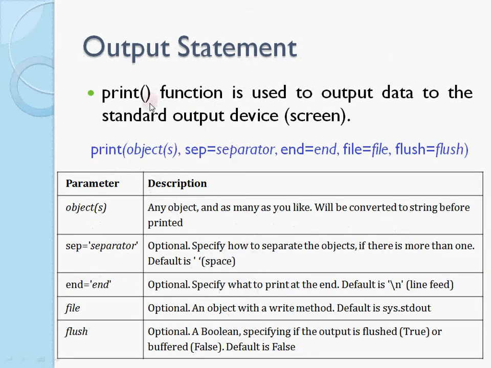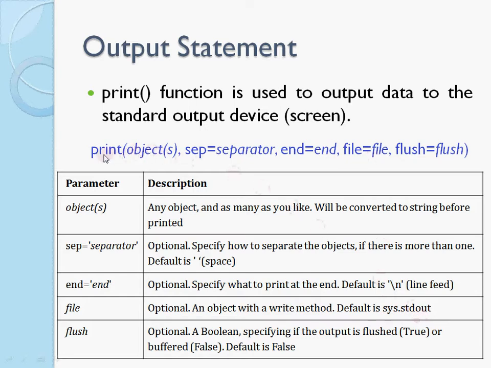Next is the output statement. The print function is used to output the data to the standard output device, that is the screen. This is the syntax for the print statement. Mostly we will be using the objects alone. We can explicitly say the separator, the end, the file, and also the flush. The default separator is a space, the default end is the new line character, and the default file is the standard output, that is the monitor screen.